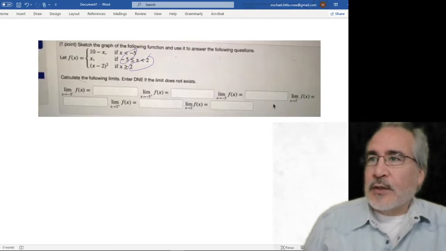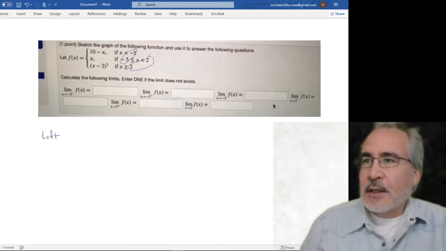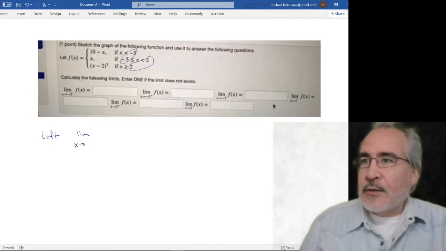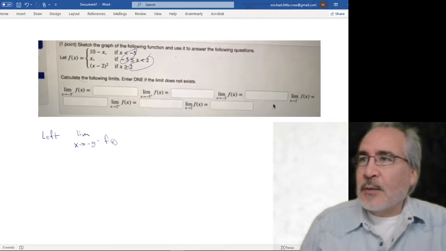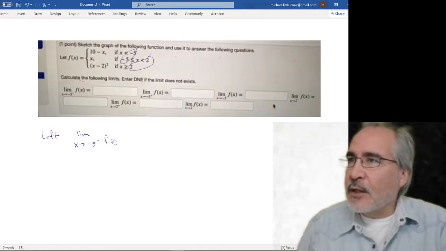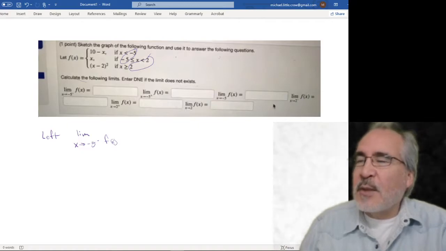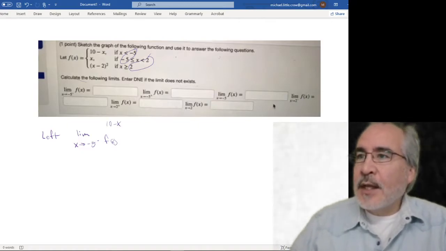Okay, so let's take a look at what's happening at -5. So coming from the left, we look at the limit as x goes to -5, and we put this little negative. That means coming from the left of this function. So which piece are we using? Well, x less than -5, so we're coming to -5 from the left, so we're going to use this part of the function, again, 10 minus x. And we want to know, what are we getting close to?